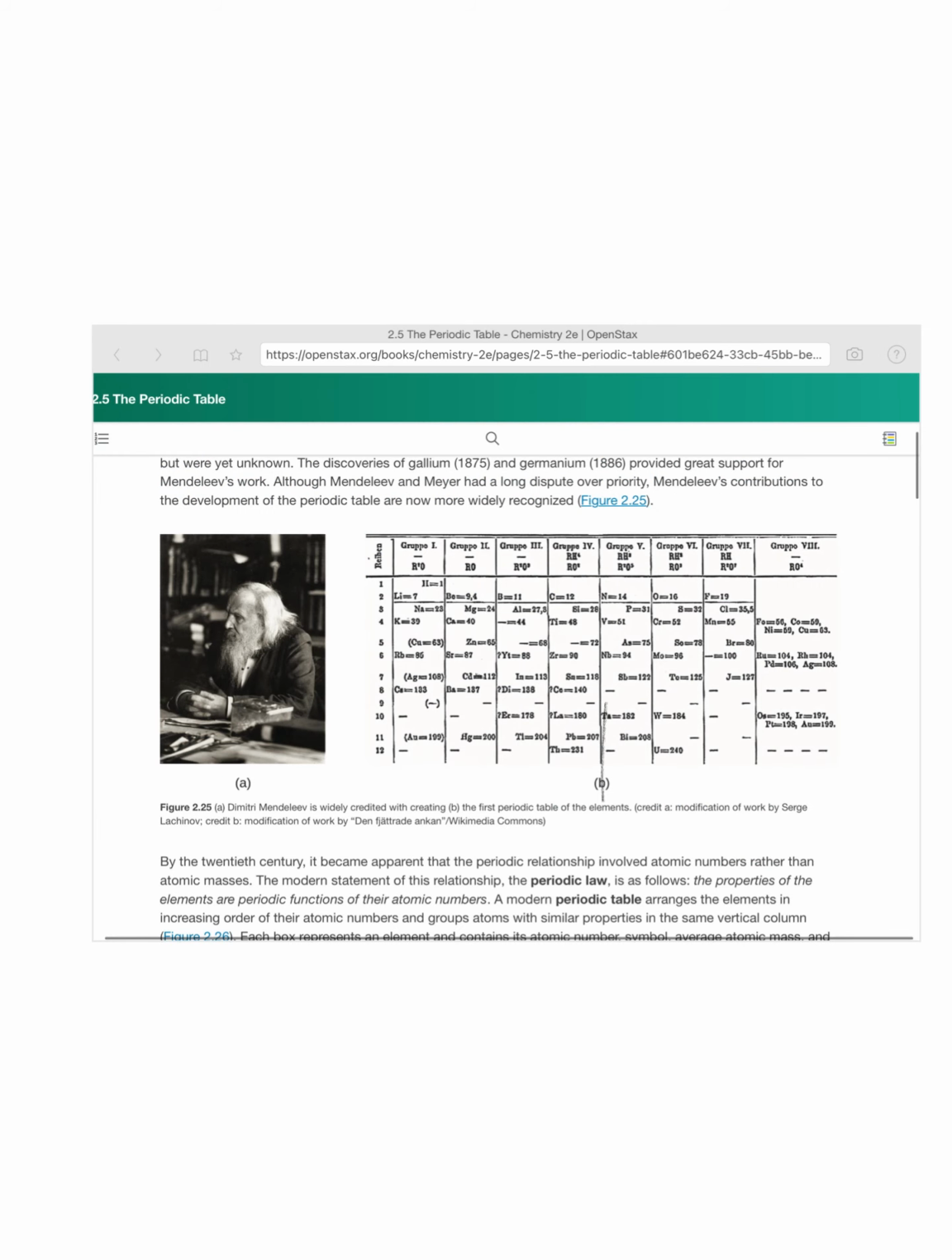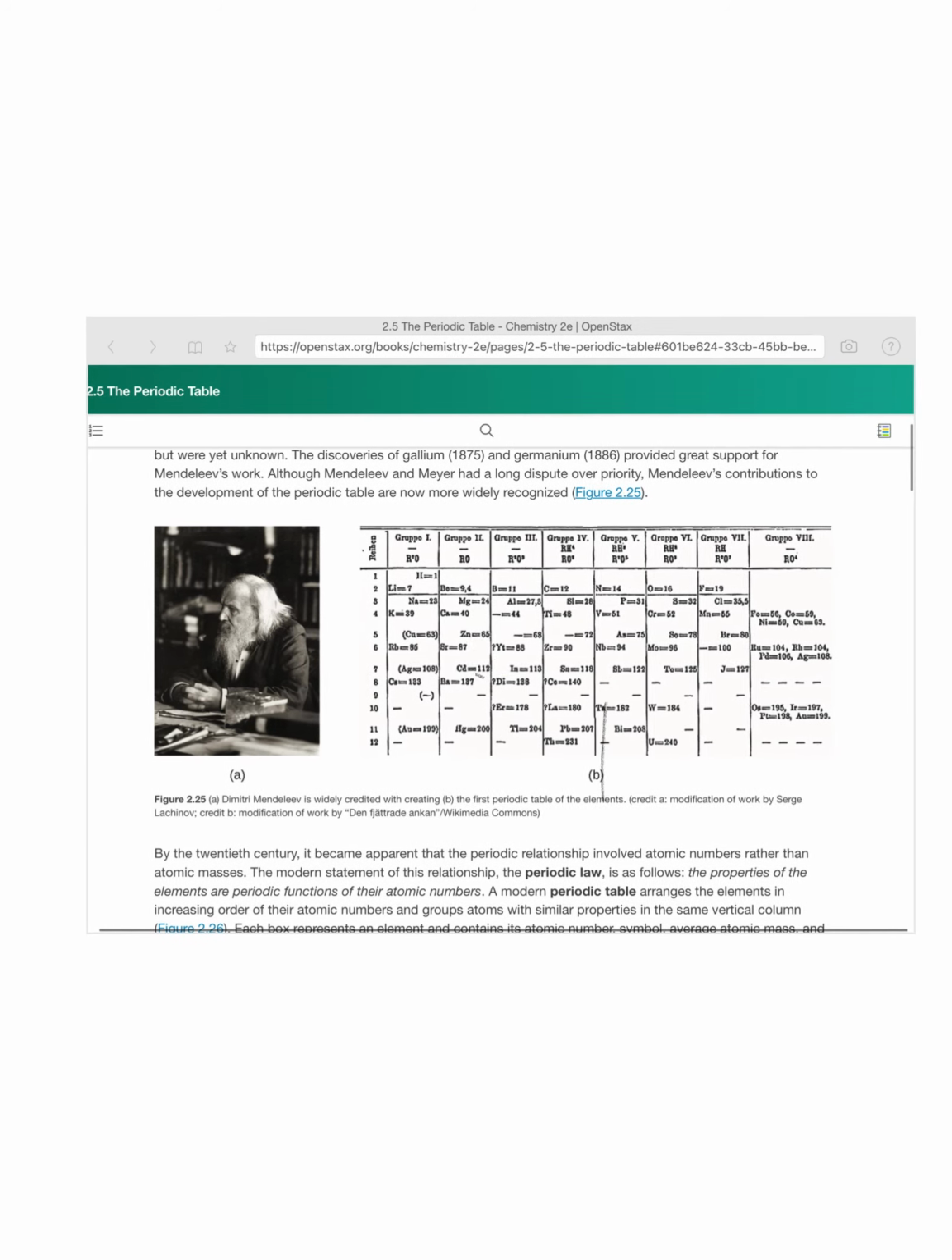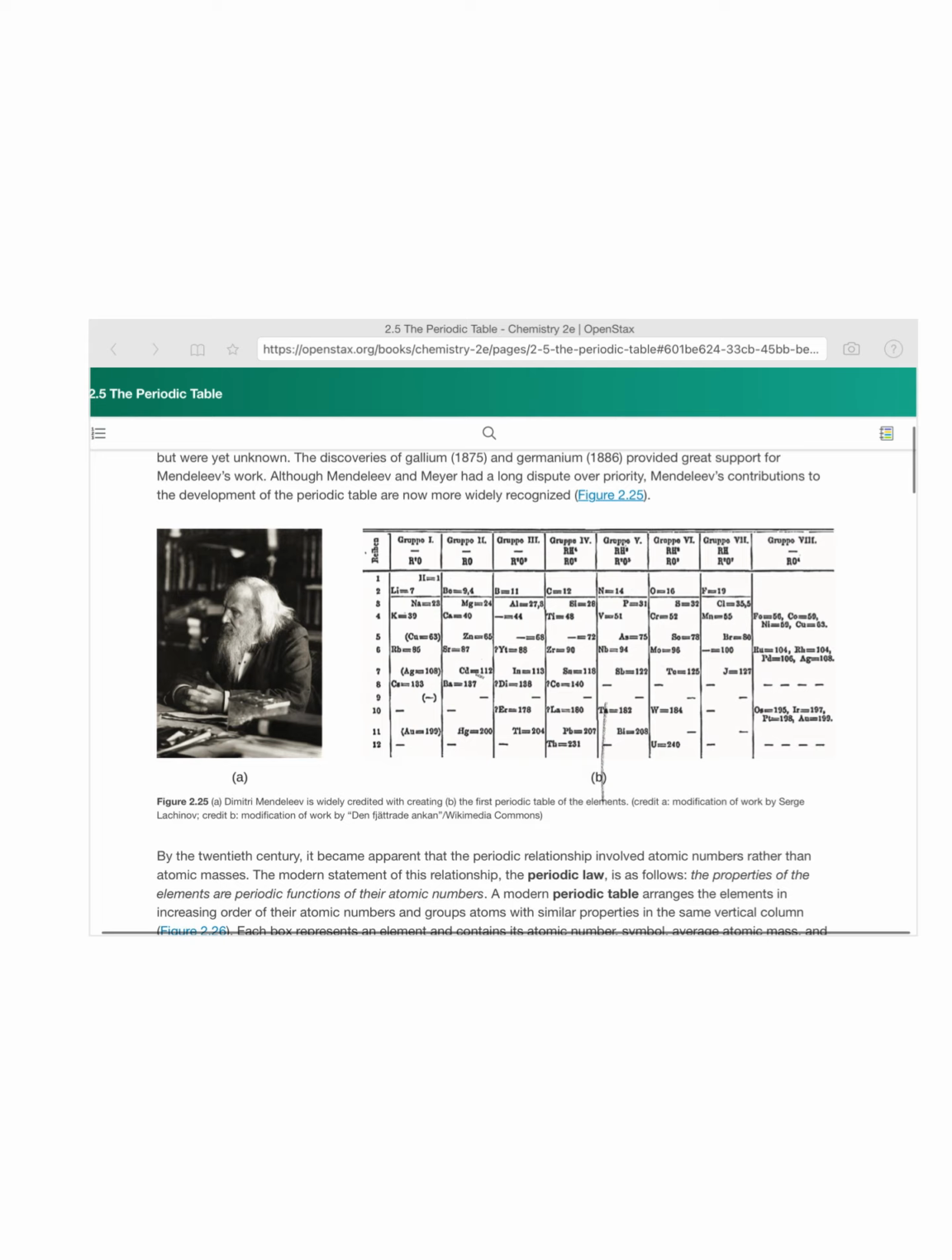All right, this is the open chemistry textbook. I'll leave links for this. This is showing Dmitri Mendeleev. So this picture over here is Dmitri Mendeleev, right here. And this is the periodic table that he made.